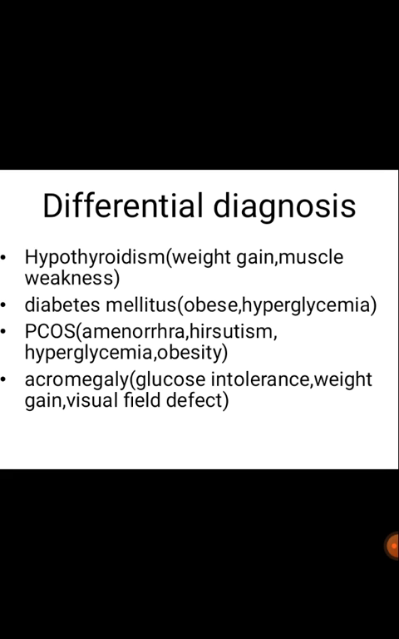In polycystic ovarian syndrome, patient presents with amenorrhea, hirsutism, hyperglycemia, and obesity. Here, a USG of the abdomen and pelvis is done to look for cyst in the ovary. In acromegaly, patient present with glucose intolerance, weight gain, and visual field defect. Insulin-like growth factor 1 is measured to diagnose acromegaly.